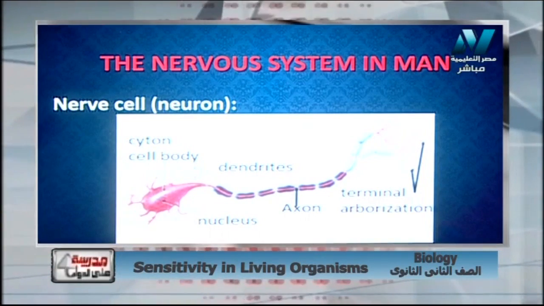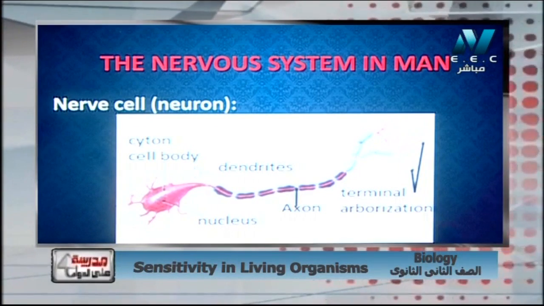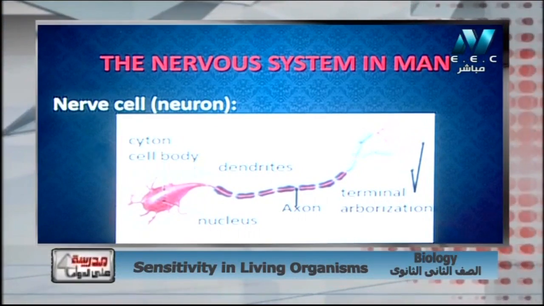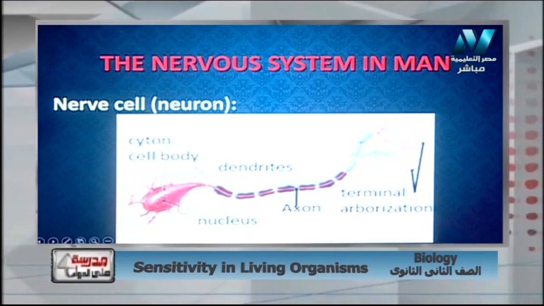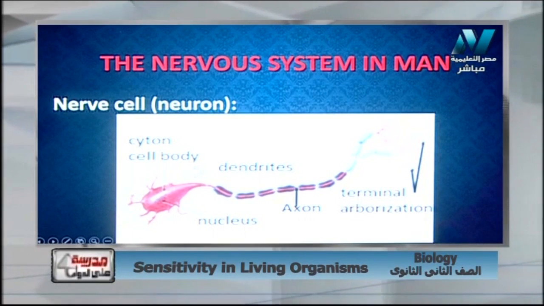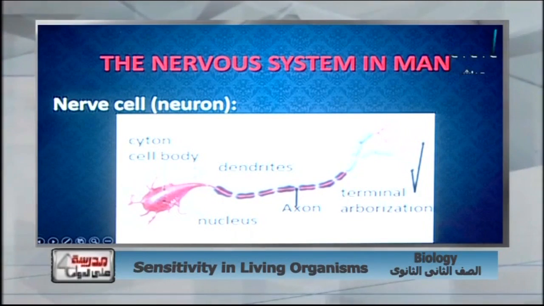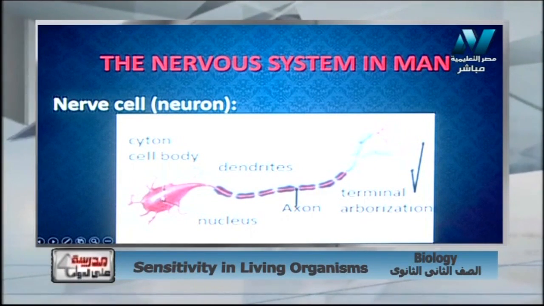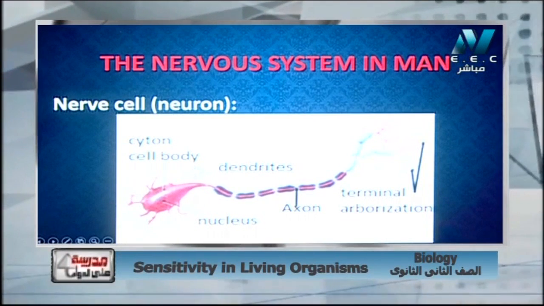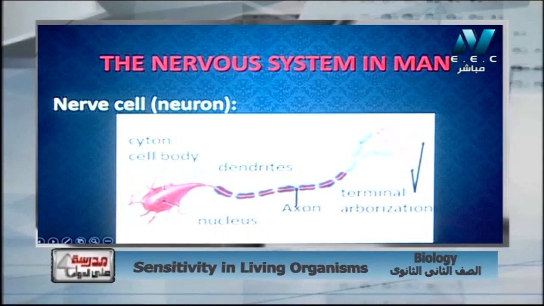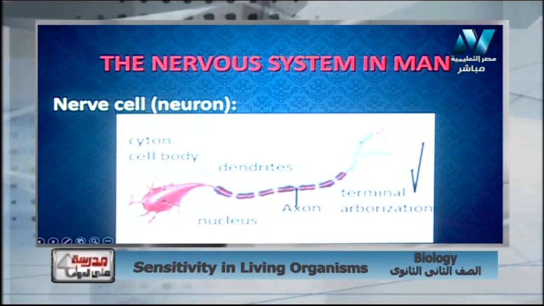I think that you studied this part in the primary stage or maybe in the preparatory stage, so it's not new. We are going to draw the nerve cell, or the neuron, and as you see, it is composed of two parts. The first part, the big part, is called the cyton, and this extension is called the axon. The cyton is the biggest part of the cell of the neuron, and the axon is its biggest extension.